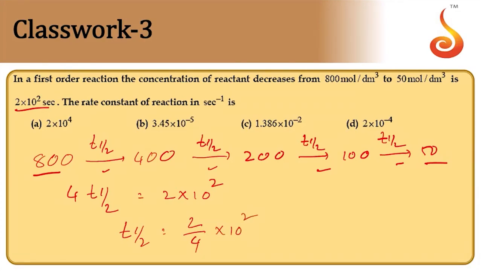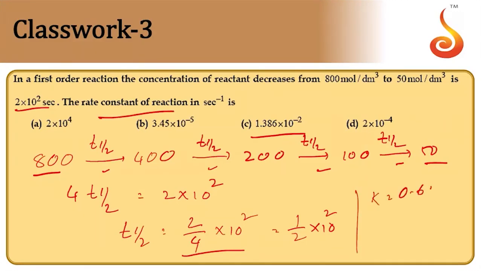So the answer is option C. 2 by 4 is nothing but 1 by 2, into 10 to the power of 2. Half-life is given as 1 by 2 into 10 to the power of 2. They are asking for the rate constant, and rate constant K is equal to 0.693 by half-life, that is T half. So K is equal to 0.693 by the value we found as half-life. Half-life is nothing but 0.5 into 10 to the power of 2.